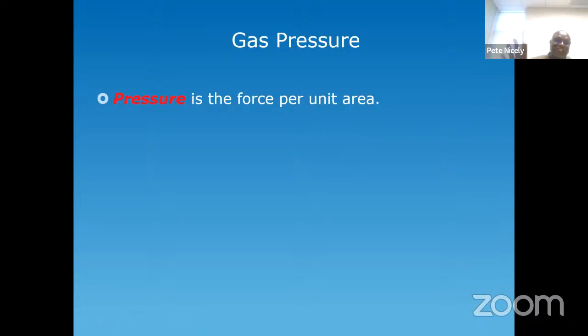So if I'm pushing on something, or if I'm pulling something towards me, then I'm exerting a force on that particular object. Well, pressure is the force that is exerted over a particular area, or per unit area. So that's the difference between pressure and force.